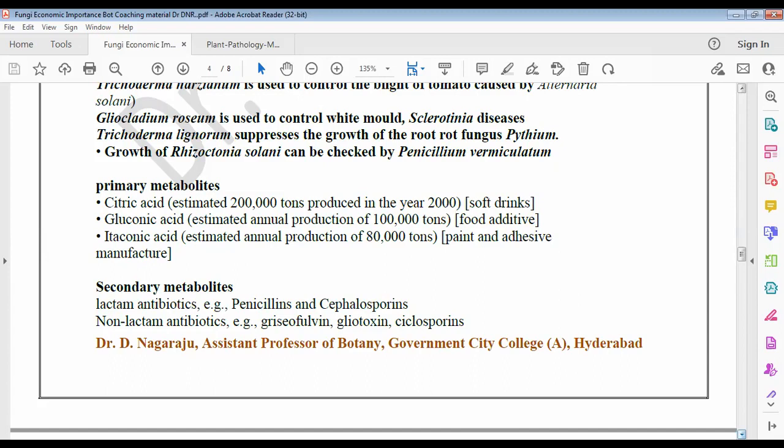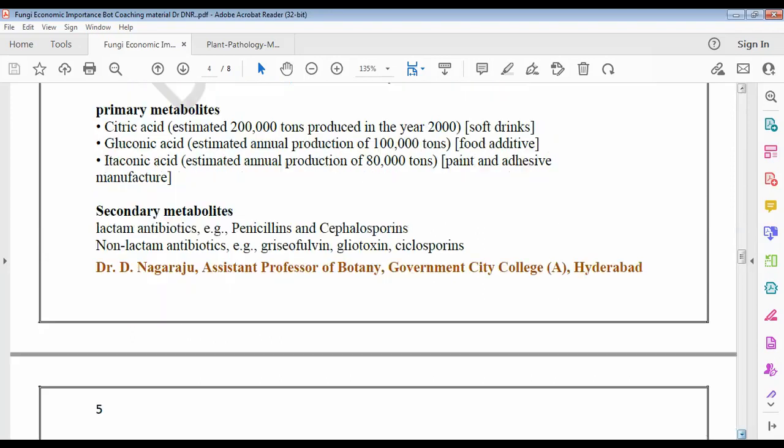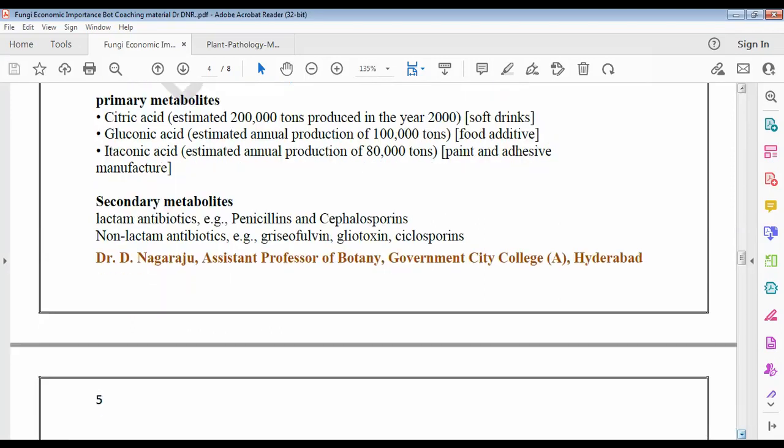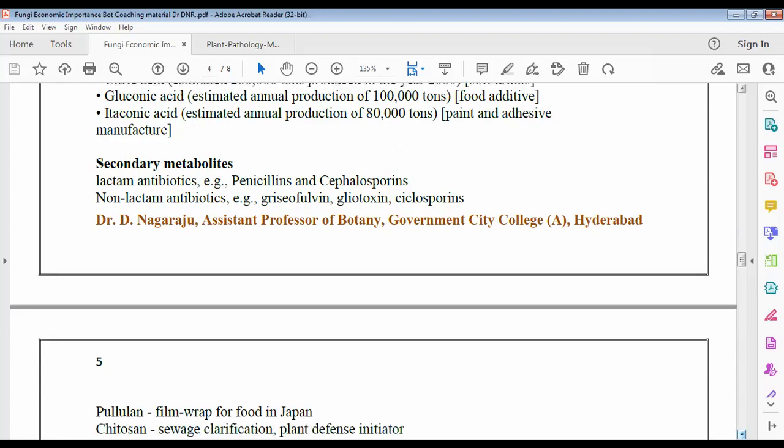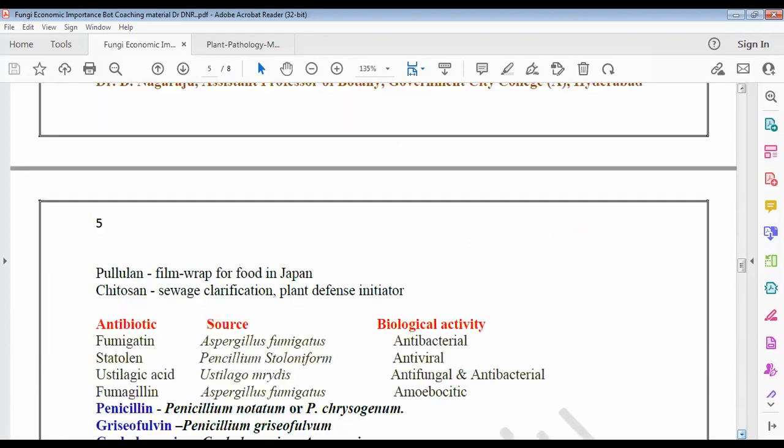Secondary metabolites: lactate products and the chitosans. The chitosans that we are using in sewage clarification, for the cleaning of the sewages. We are using the chitosans. That is the product of fungi.